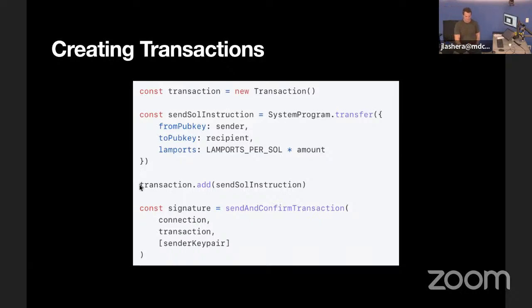And then you add the instruction to the transaction. And then you call send and confirm transaction. And you pass a couple of parameters that we'll focus on later. So we don't really need to know exactly what every one of these lines is, but this is the general layout of creating and sending a transaction. Cool? Any questions about this?